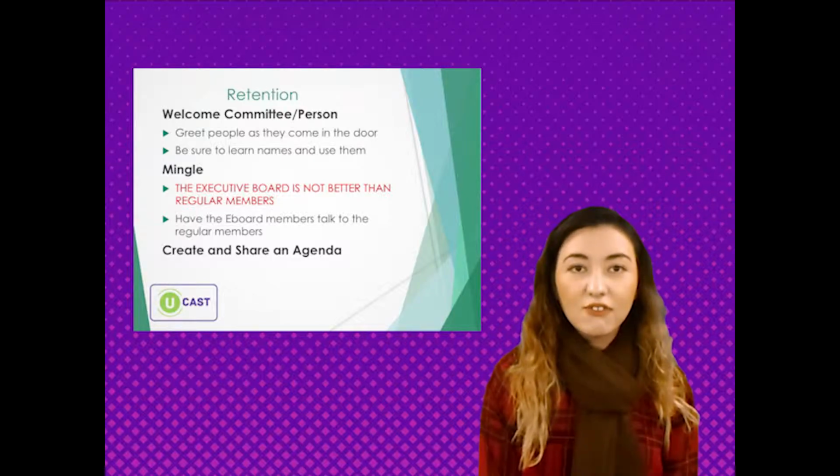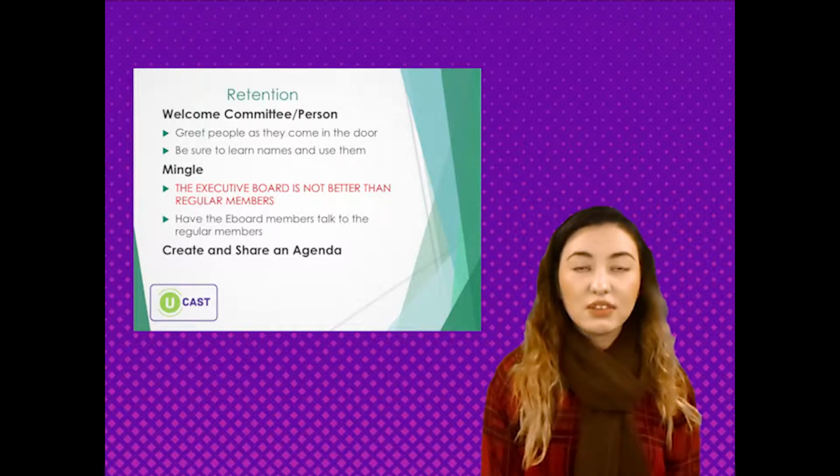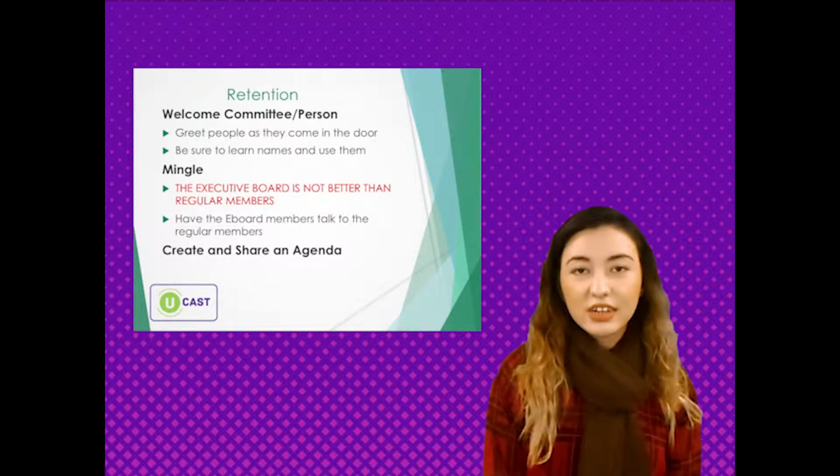Before every meeting, the officers should be mingling with members in order to establish they are all part of the same group. An organization working together has more success than segregated groups. Next, we will be talking about creating and sharing an agenda.